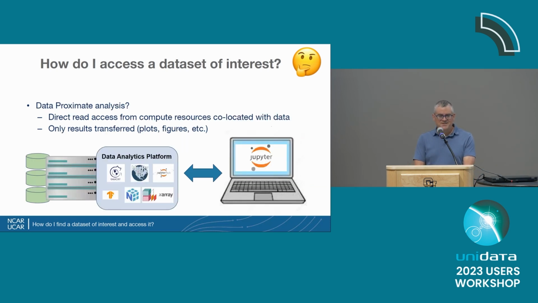And then data proximate analysis. That's where things are moving in general, and the area that's being promoted to look at data. And we've done a bit of that today using the gateway that's running on Jetstream and some of the data sets that are located on Jetstream. In this case, we are using some APIs and things to read data from other resources running on Jetstream. But for data proximate analysis, the big point of doing this is you get direct read access from compute resources co-located with data. So you don't have that whole cleaning step and moving things around. And in the end, the hope is that only the results are transferred, plots, figures, those types of things.